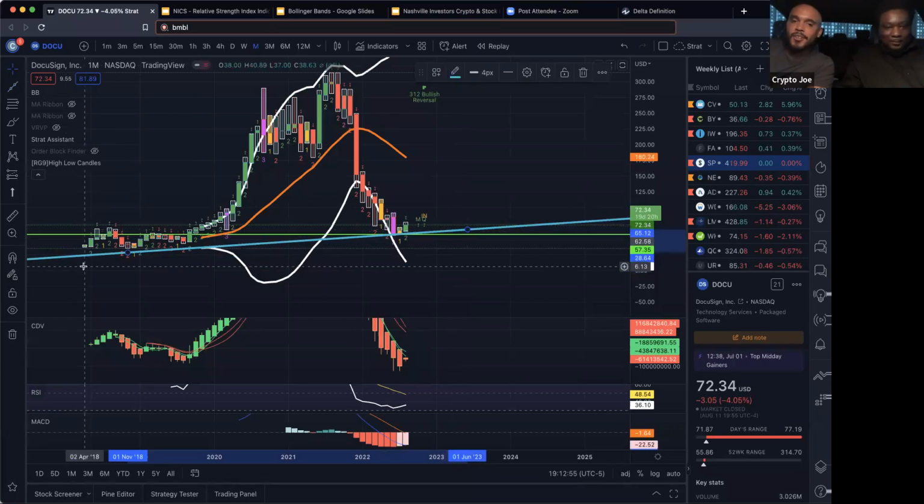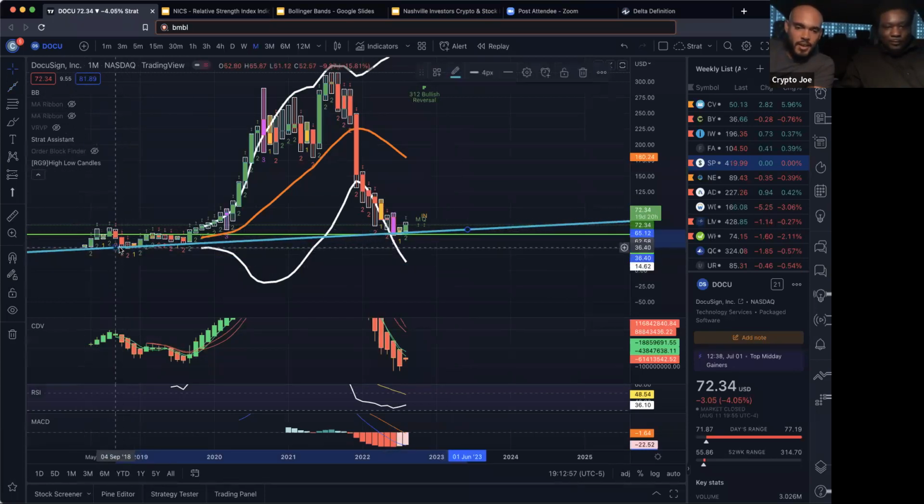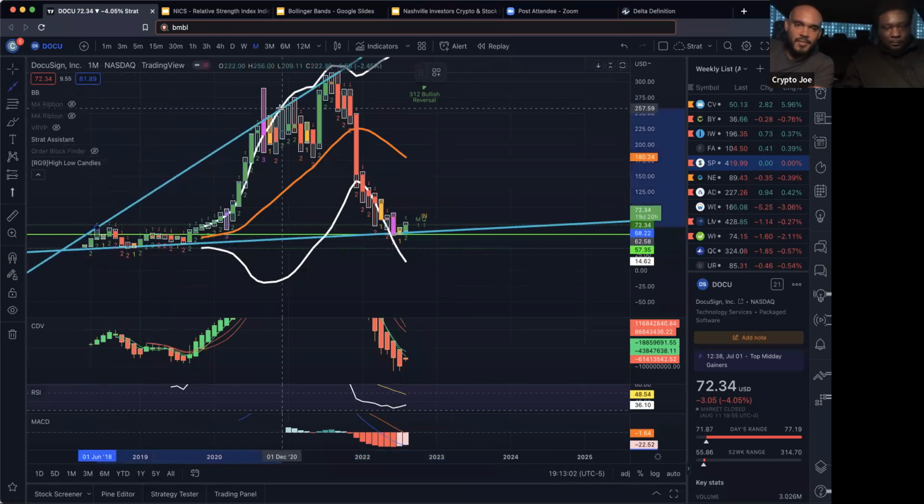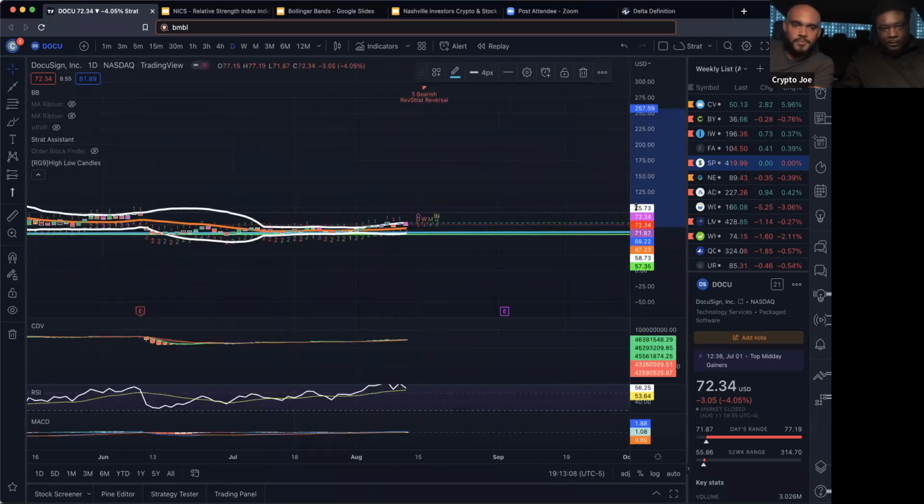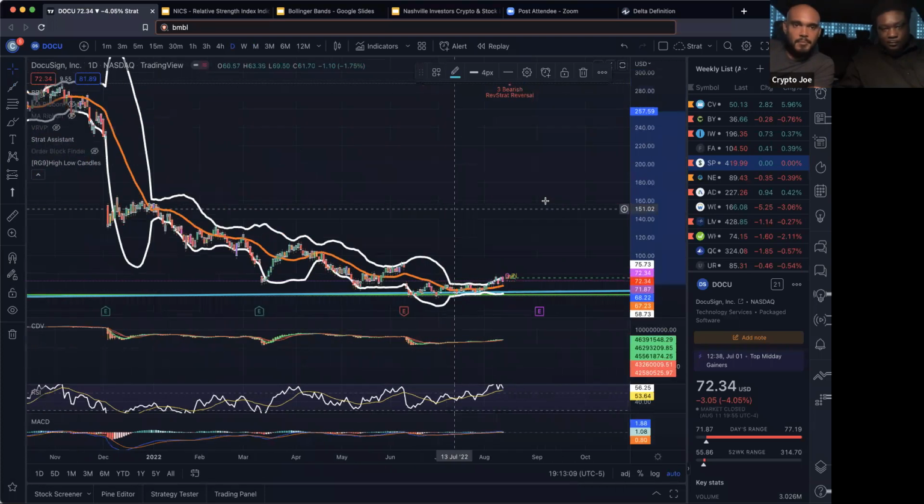So DocuSign, 3-1-2 reversal on the strat. Oversold, well, touching oversold on the RSI monthly. Bottom of a channel that I could look at, that Joe drew up in the blue. Yeah, go back to that monthly.